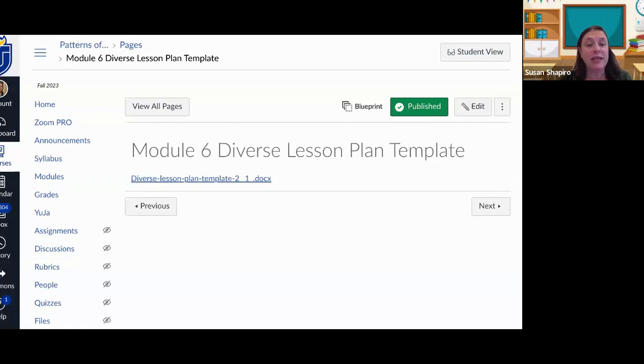Then we're going to go into a lesson before, during, and after. And at this point, I think most of you have probably done these lesson plans. And then an extension on how you could extend the lesson if time permits.